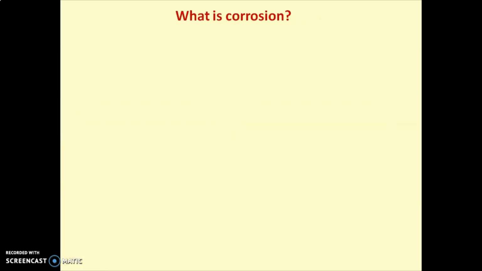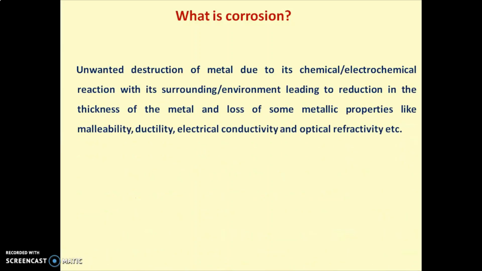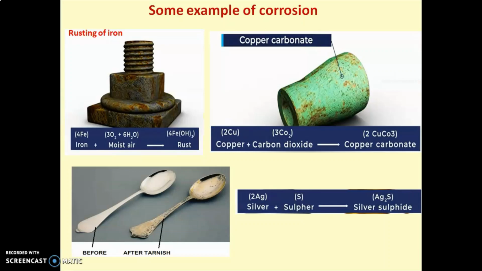What is corrosion then? How can we define it? It is the unwanted destruction of a metal due to its chemical or electrochemical reaction with its surrounding or environment, leading to a reduction in the thickness of the metal and loss of some metallic properties like malleability, ductility, electrical conductivity, and so on. Some examples of corrosion.